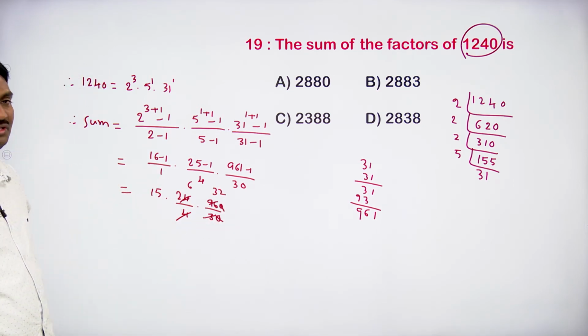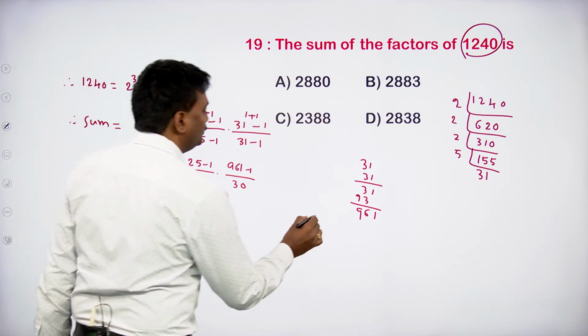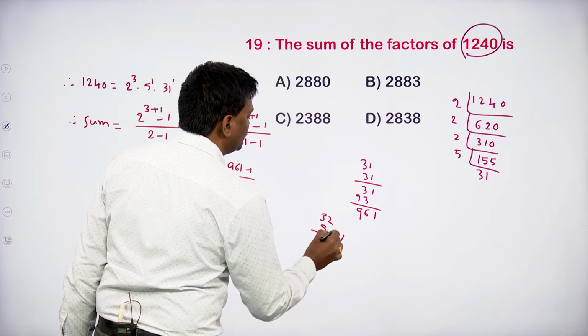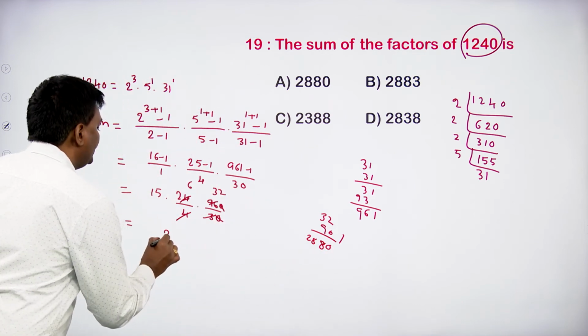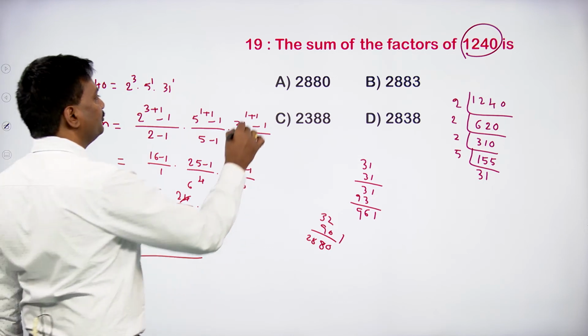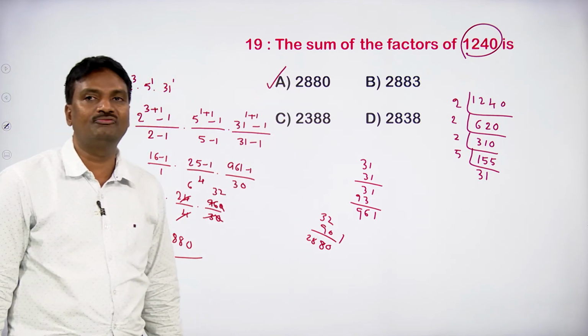So 15 into 6 is 90, 90 into 32: 9 twos are 18, 9 threes are 27 plus 1, 28, and 0 is there. So 2880. By observing the options, we have option A.